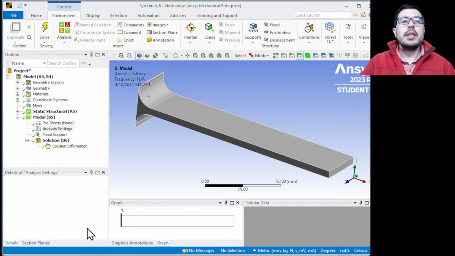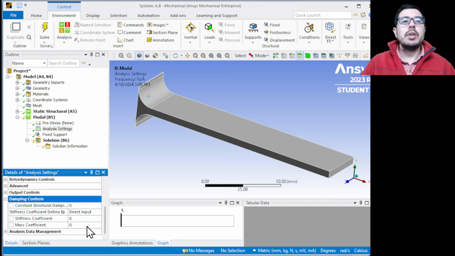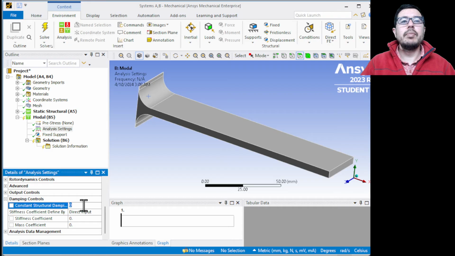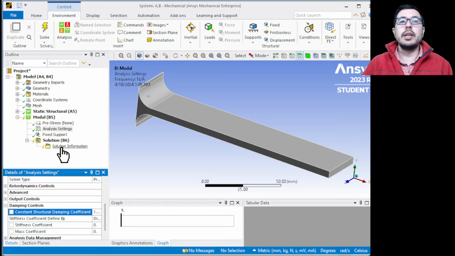we can give it a damping. It doesn't make that much difference. For this one, we'll just put in 0.01. So structural damping coefficient, just like that.